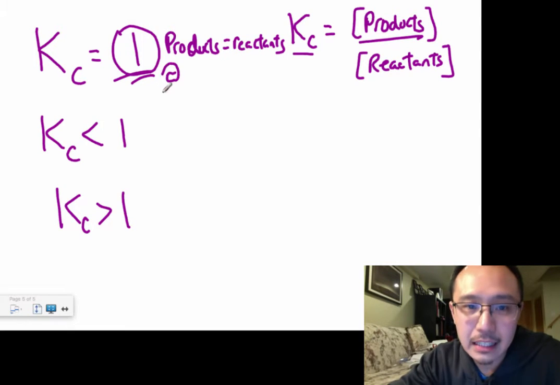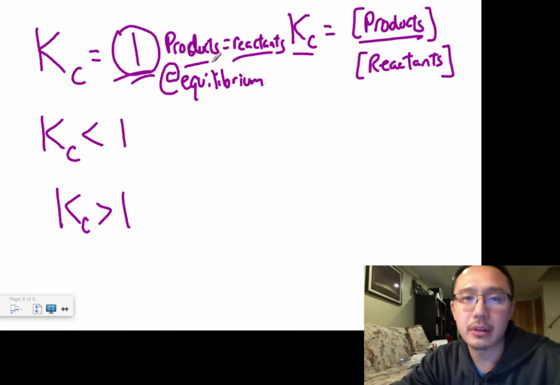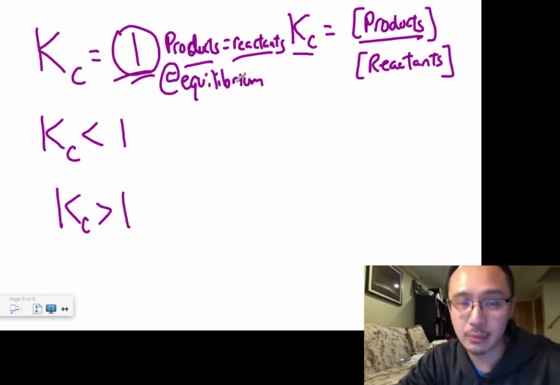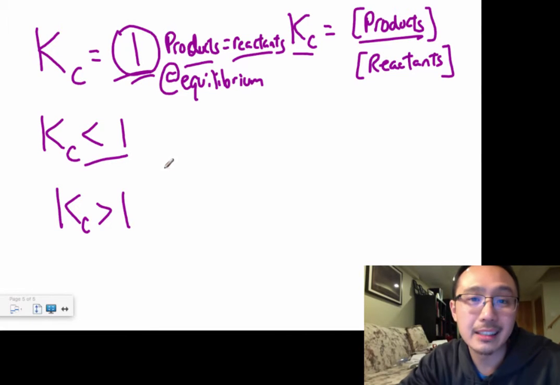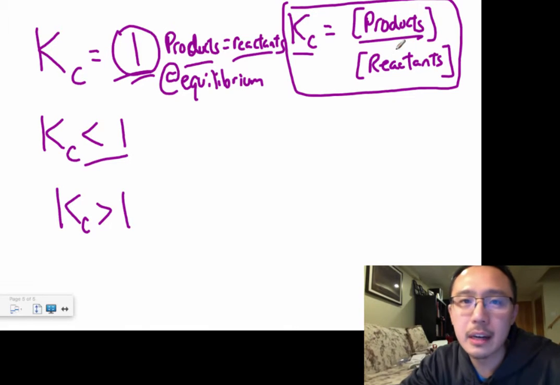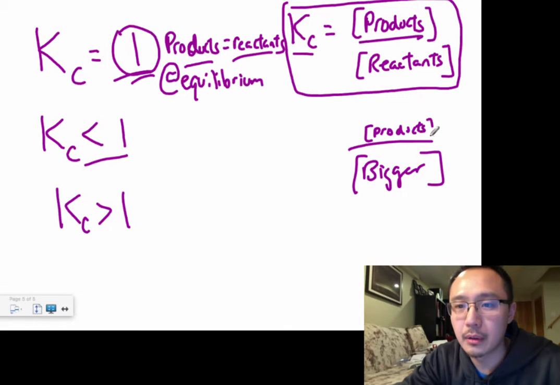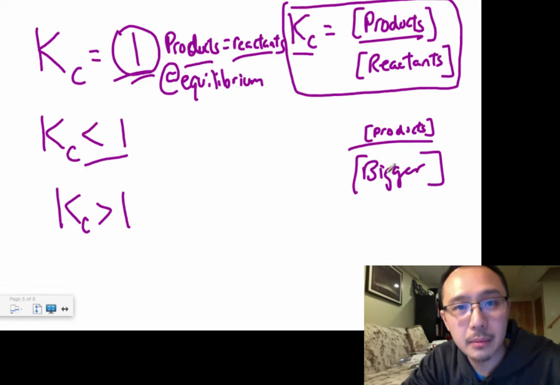Remember, this is your equilibrium reaction, so when it's at equilibrium, you would have the same amount of products as reactants. That's when it's equal to 1. So what happens when your equilibrium constant is less than 1? What kind of numbers do you need in order for this to equal less than 1? Well, that means your reactants have to be bigger than your products, because if the denominator is bigger, it's going to be less than 1.